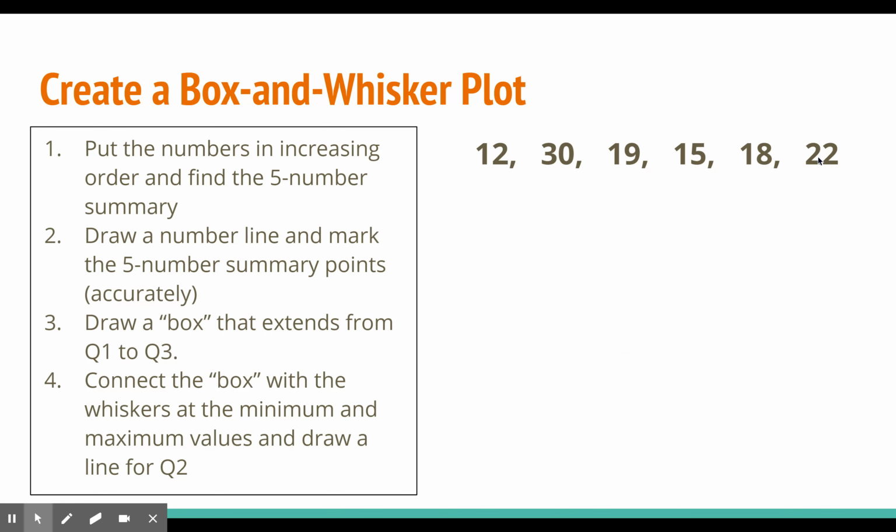So you're going to try this next. Got 6 data values right here. What do you have to do? You have to find the 5-number summary accurately. You're going to draw your box and whisker. So at this point, I would like for you to pause and try this on your own. Write this down. Try to draw this yourself using our data set of 12, 30, 19, 15, 18, and 22. Come back when you're done. I'll go through it with you.